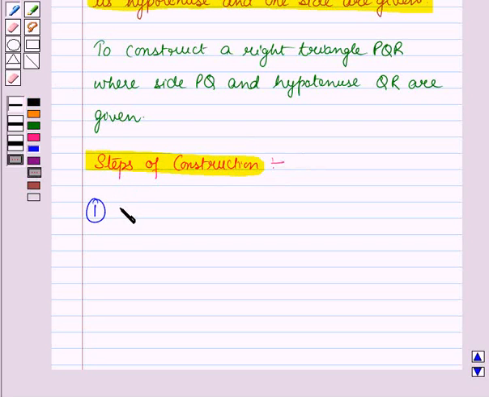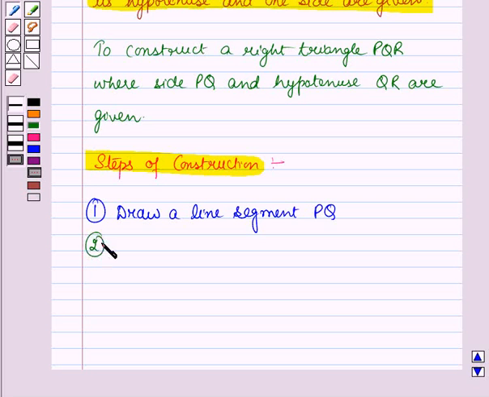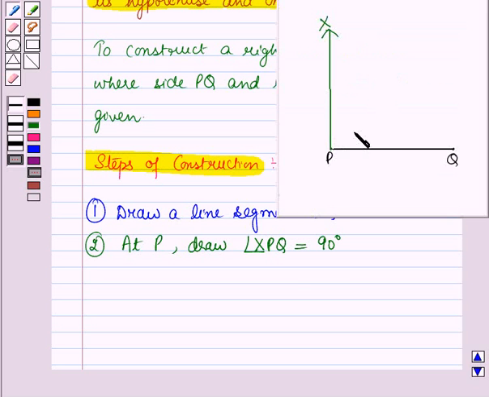In the first step, draw a line segment PQ. So here we have drawn the line segment PQ. Now in the second step, at P, draw an angle XPQ equal to 90 degrees as this triangle PQR is a right triangle. So we have drawn angle XPQ equal to 90 degrees.